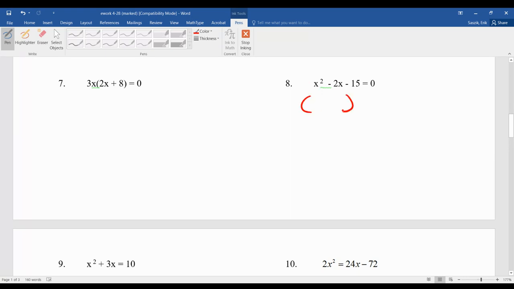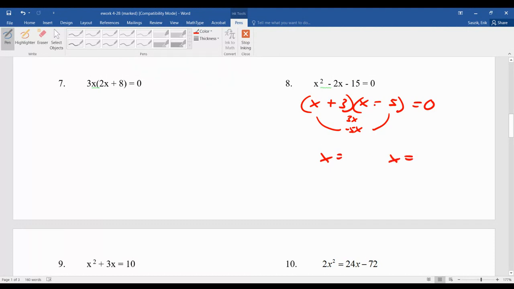Leading coefficient is 1. So I'm going to go with x times x, 5 times 3. This means signs are different. This means the bigger one's negative. Now remember, this is how I kind of check it. This inner product gives me 3x. This outer one gives me negative 5x. Together, those combine to negative 2x. So it's factored correctly. That's just a check. You don't have to show that.